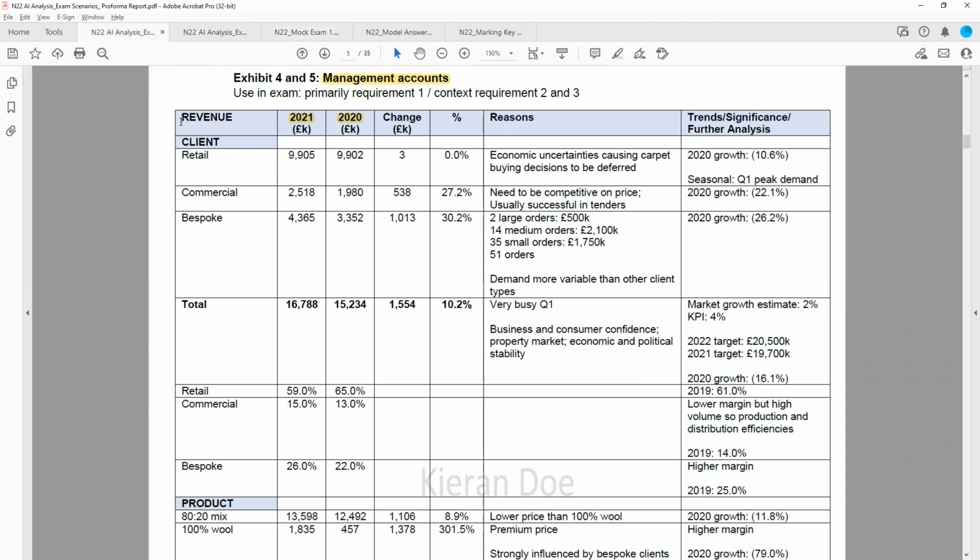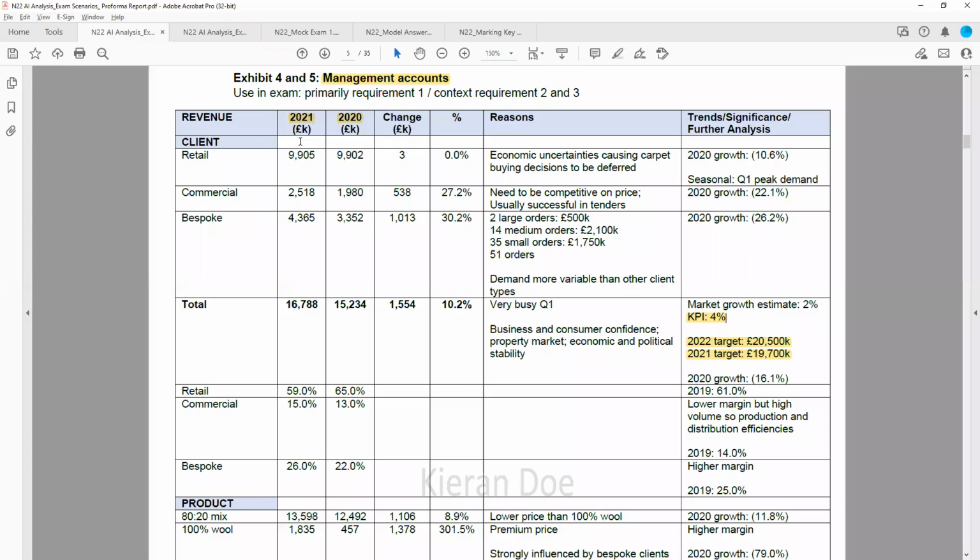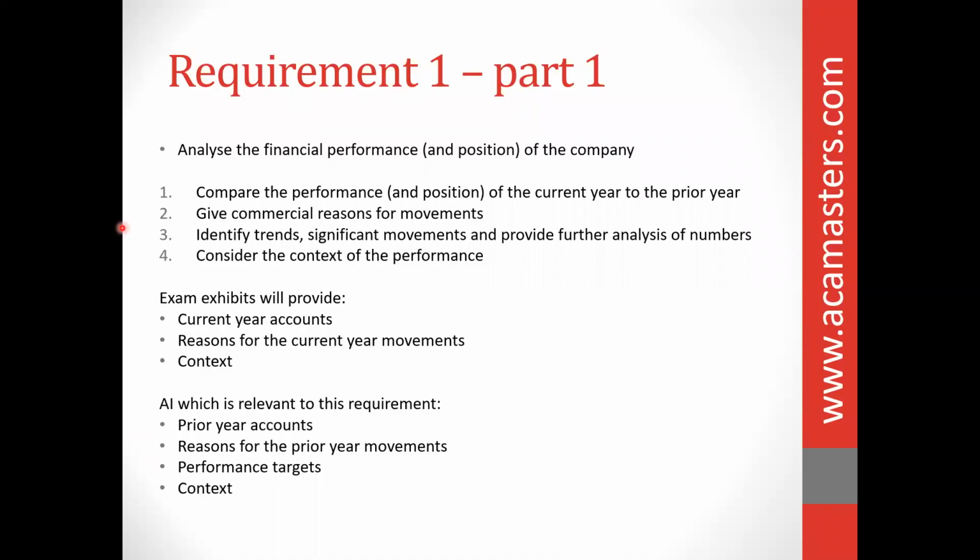And elsewhere in the AI, we were often told about particular targets, such as a revenue target for each year, possibly like a market growth estimate, KPIs, etc. So these were in different exhibits, but we brought them all together because clearly they're relevant when looking at the management accounts and assessing the performance of the business. So this information was all from the AI: previous year numbers, how they had changed year on year, reasons why, and significant points, trends, targets, etc.